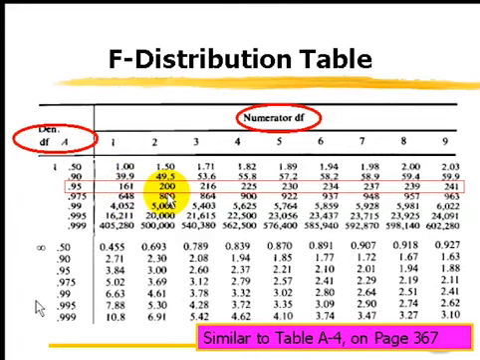With 2 groups, it would be 200. 3 groups, it would be 216. And as you can see, as you move to the right with a larger number of groups, the F value that you would need to obtain increases.